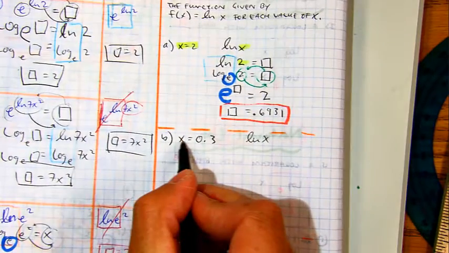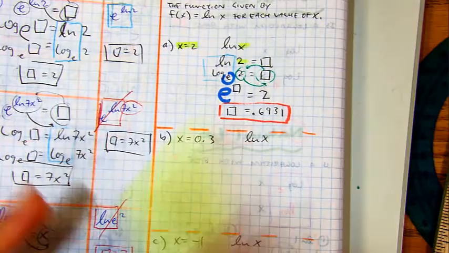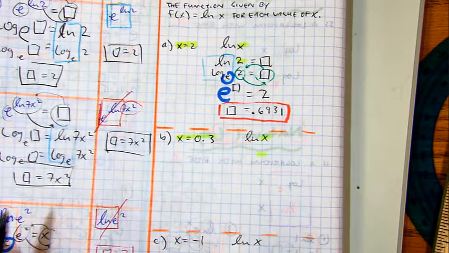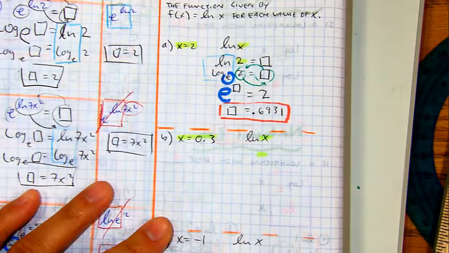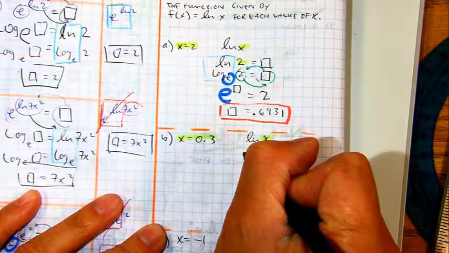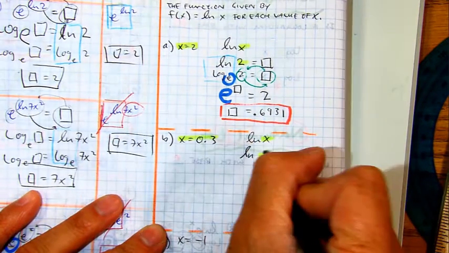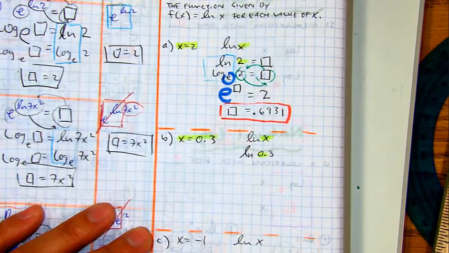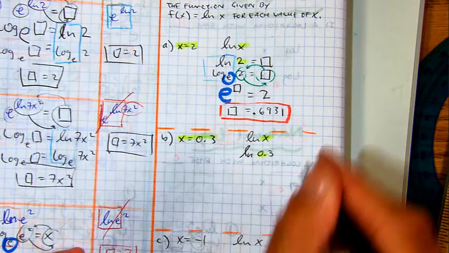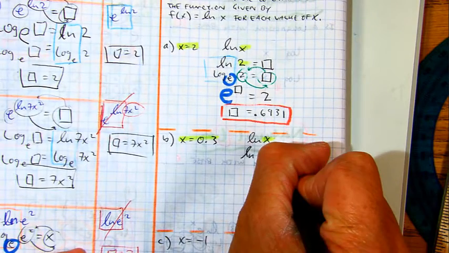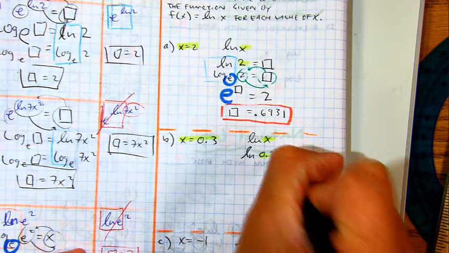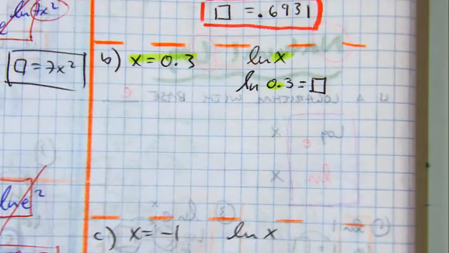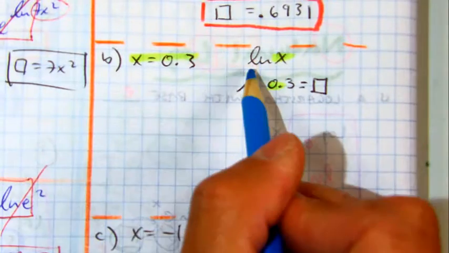x equals 0.3. We're going to evaluate. Class, what do I write here? ln 0.3. What do we do next? Let's set it equal to something. Box. Partner A, tell partner B what you learn about this blue box.